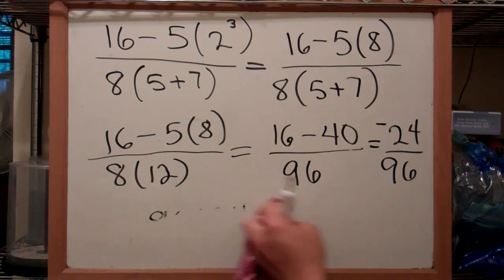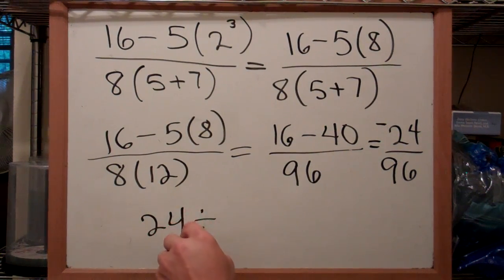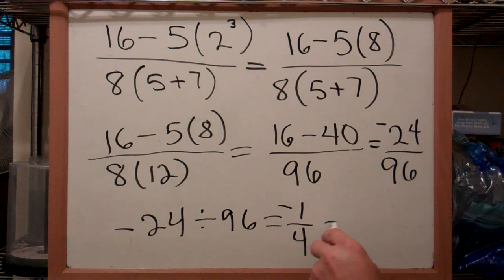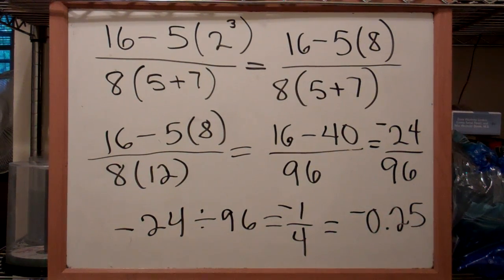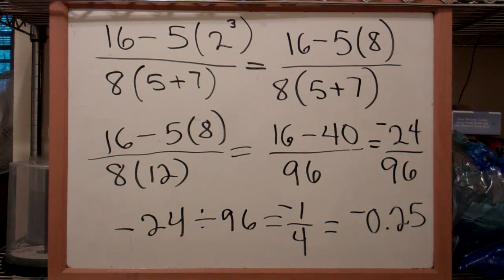So the way you would want to type that into a calculator would be 24 literally divided by 96, which is going to equal negative 1/4, or negative 0.25 as a decimal. So you could have the fraction negative 1/4 or negative 0.25 as a decimal.